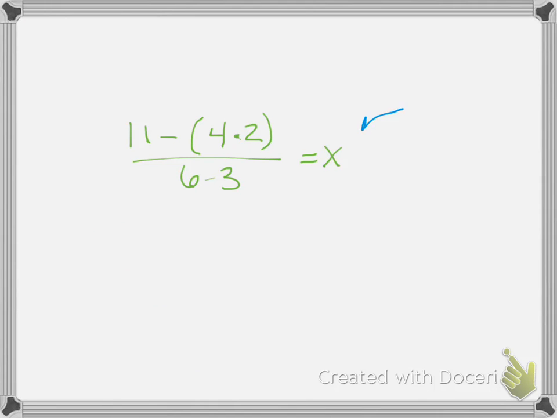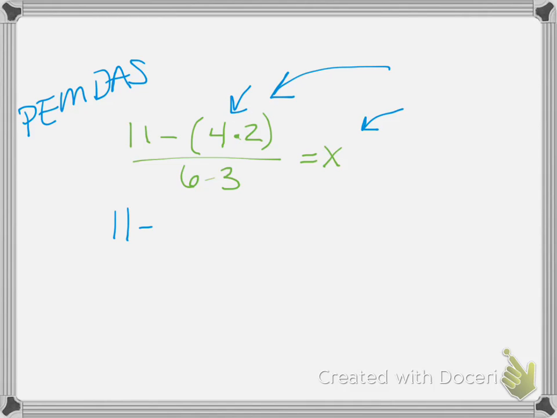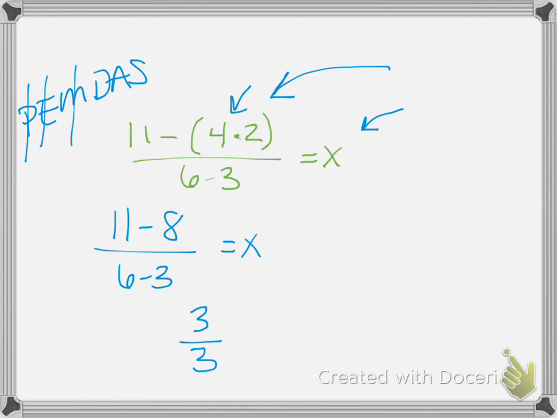This says x equals, but I need to simplify all these numbers. So I need to use my order of operations again. I have parentheses right here, so 4 times 2, which gives me 8. I don't have any exponents, and don't have anything I can multiply. I don't want to divide yet because I still have that subtraction sign. So I'm going to take 11 minus 8 to get 3, and 6 minus 3 to get 3. Now I want to divide. So 3 divided by 3 is going to be 1.